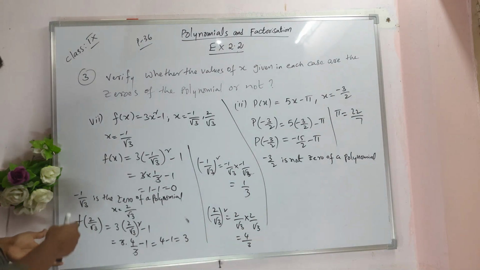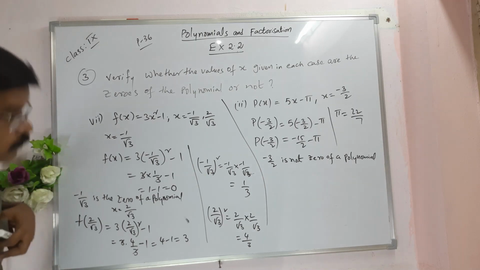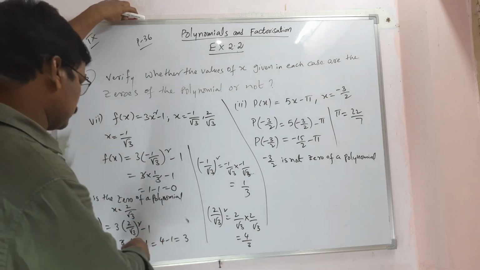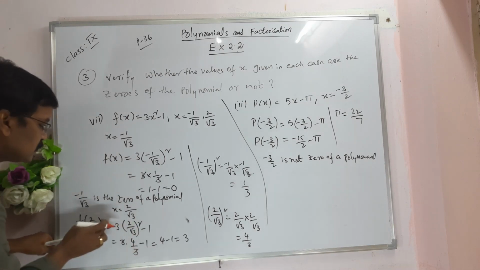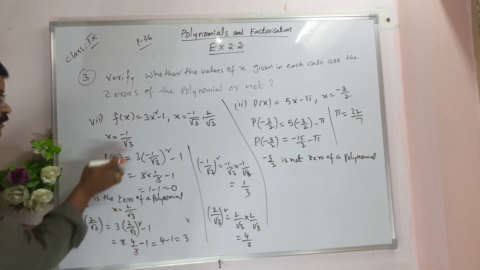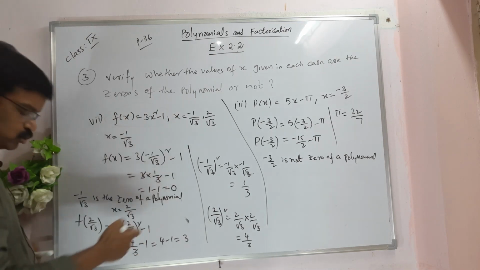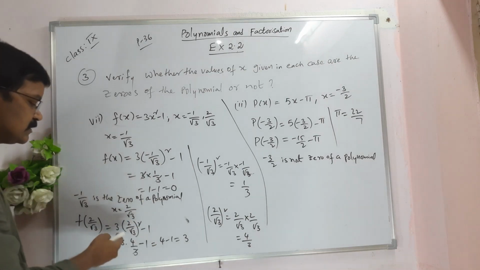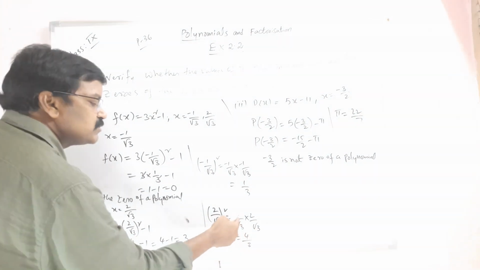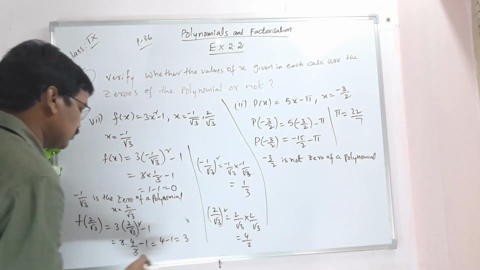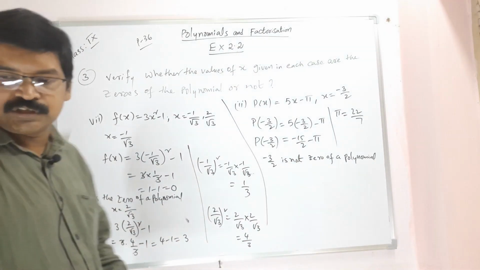Shall I repeat? Now x is equal to 2 by root 3. Substitute here in the given polynomial. So 3 times 2 by root 3 whole square minus 1. That means 2 by root 3 whole square means 2 by root 3 into 2 by root 3. As I told you, 2 into 2 is 4, root 3 into root 3 is 3. So 3 times 4 by 3 minus 1. Now the 3 gets cancelled, 4 minus 1 is equal to 3.